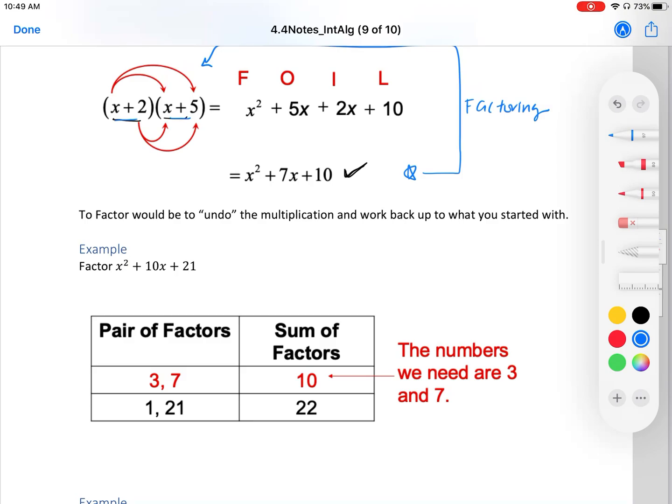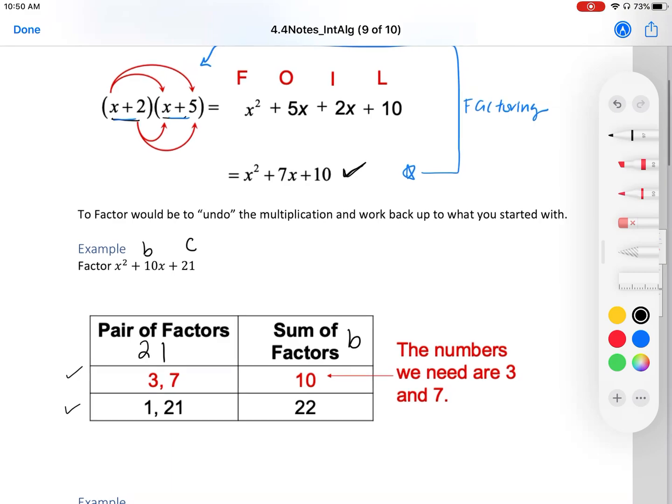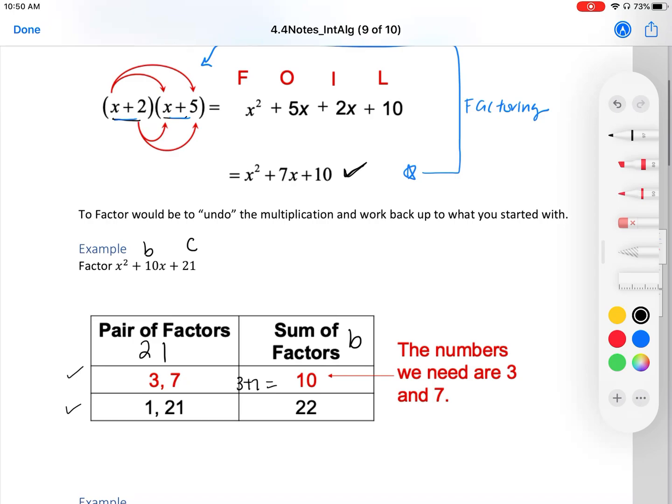So let's take a look at this example. Factor x squared plus 10x plus 21. We want to come up with factors that give you your C. So pairs of factors that give you 21 that add up to give you a middle term, B. So what numbers can I think that multiply give me 21, but add to give me 10? So I can get 21 from 3 times 7 and 1 times 21. But we see that 3 times 7, if I write it as 3 plus 7, gives me 10, which is my middle term. So those are the numbers that I need.